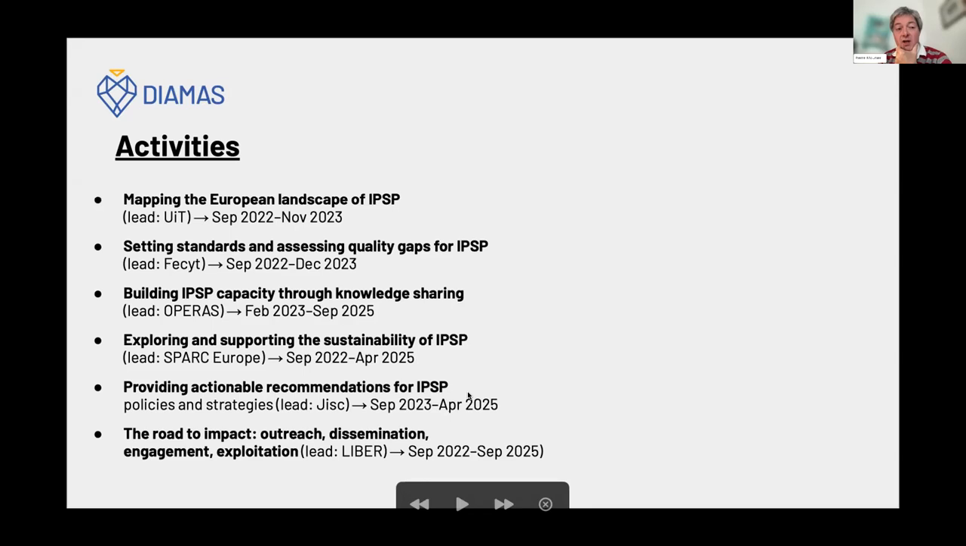There is another one which is to set standards and assess quality gaps for IPSPs, led by FECYT, which is a research funding agency in Spain. There is a work package dedicated to knowledge sharing by developing a common access point and gathering different resources to share knowledge inside the community to better support this type of publishing, and that's led by OPERAS. There is a work package dedicated to supporting the sustainability of institutional publishing, led by SPARC Europe. There is a work package dedicated to preparing policies, recommendations and strategies, led by Jisc in the UK. And there is a work package dedicated to better connecting and engaging with the community, and to disseminating and communicating the results of the project, led by LIBER.